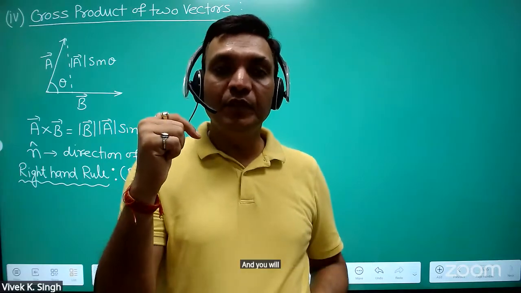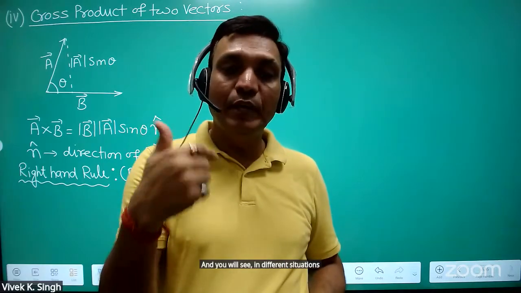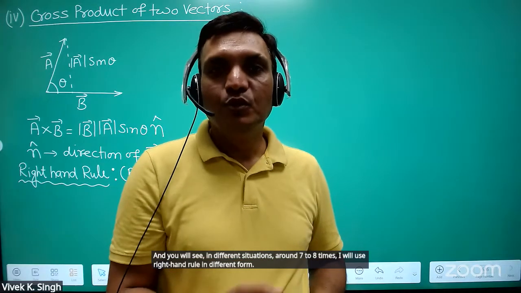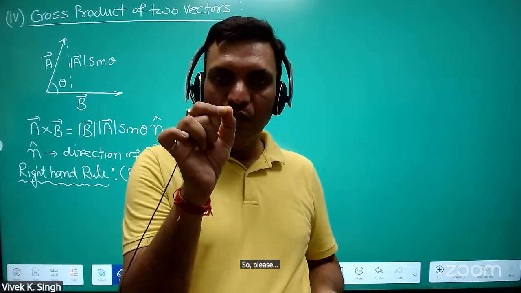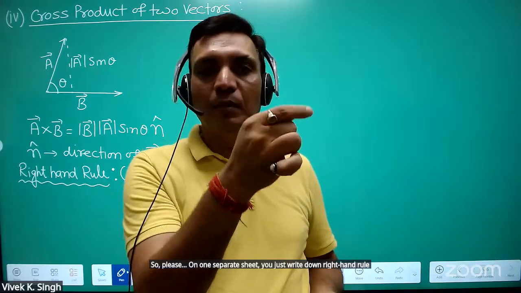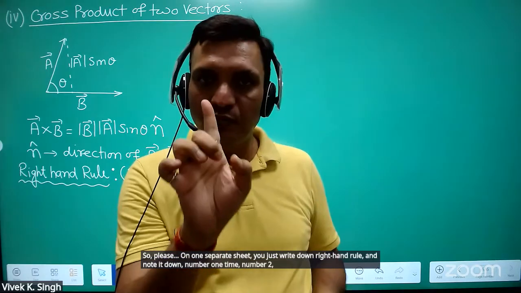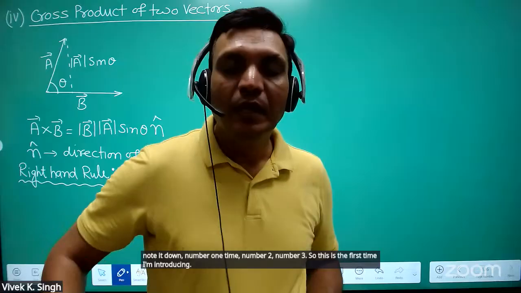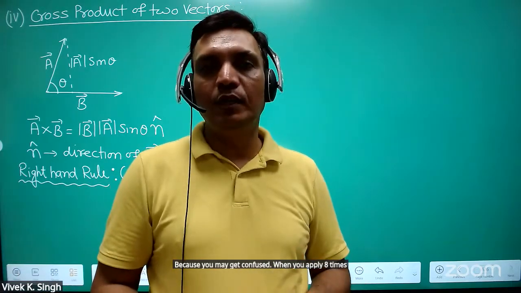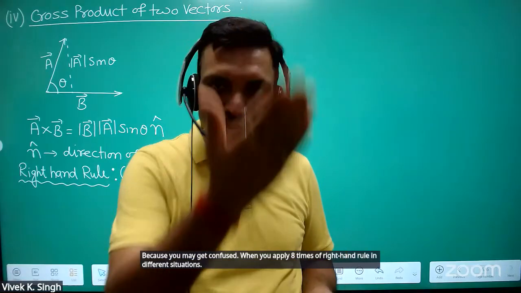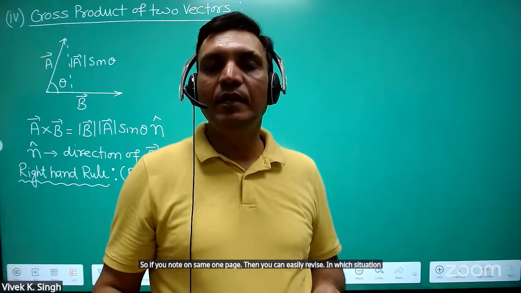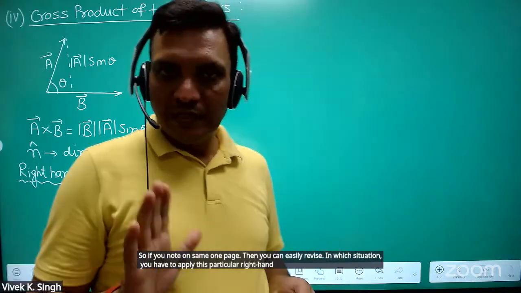So you have to use only your right hand. And you will see that in different situations, around 7 to 8 times, I will use the right hand rule in different forms. So please, on one separate sheet, write down the right hand rule, number 1, number 2, number 3. This is the first time I am introducing it, because you may get confused when you apply it 8 times in different situations. If you note it all on one page, then you can easily revise in which situation you have to apply this particular right hand rule. Is it clear?